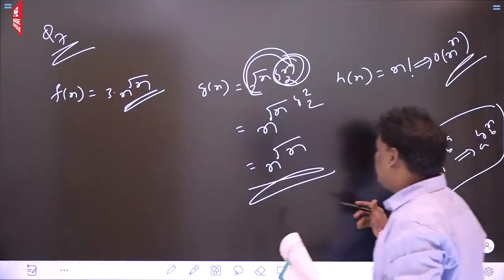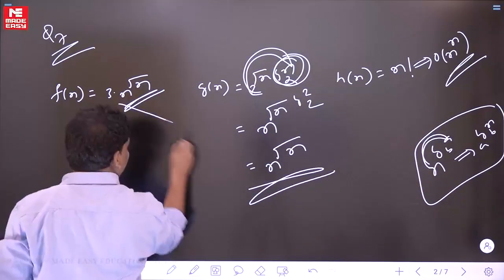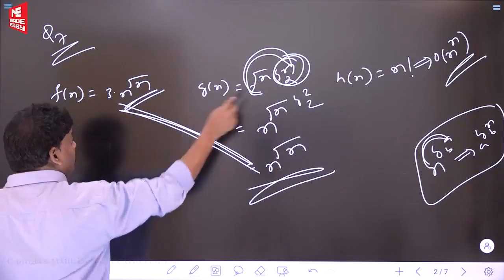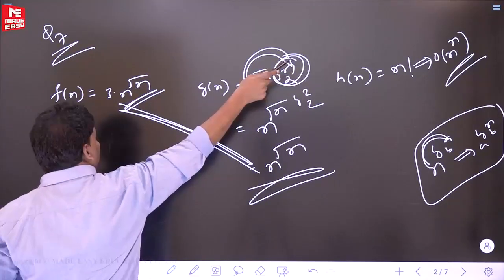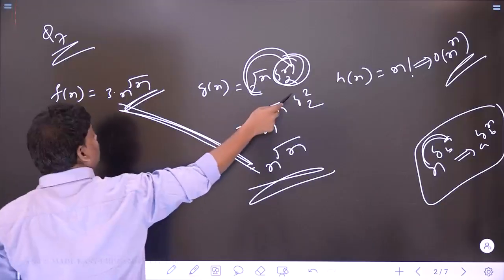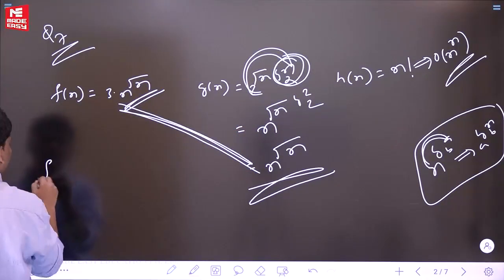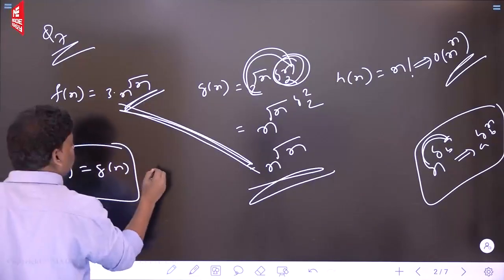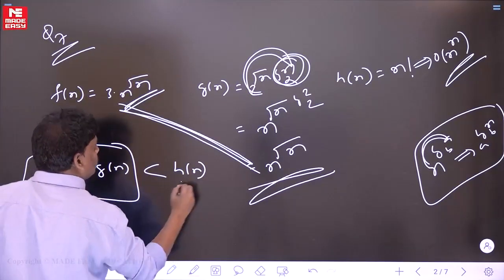Now can you help me now, right? I think f of n, g of n, what is the answer? Both are equal. F of n and g of n are both n power root n, but that is almost close to n power n. These two are equal, h of n is bigger. So what is the answer? F of n is equal to g of n. Comparing these two, h of n is bigger.